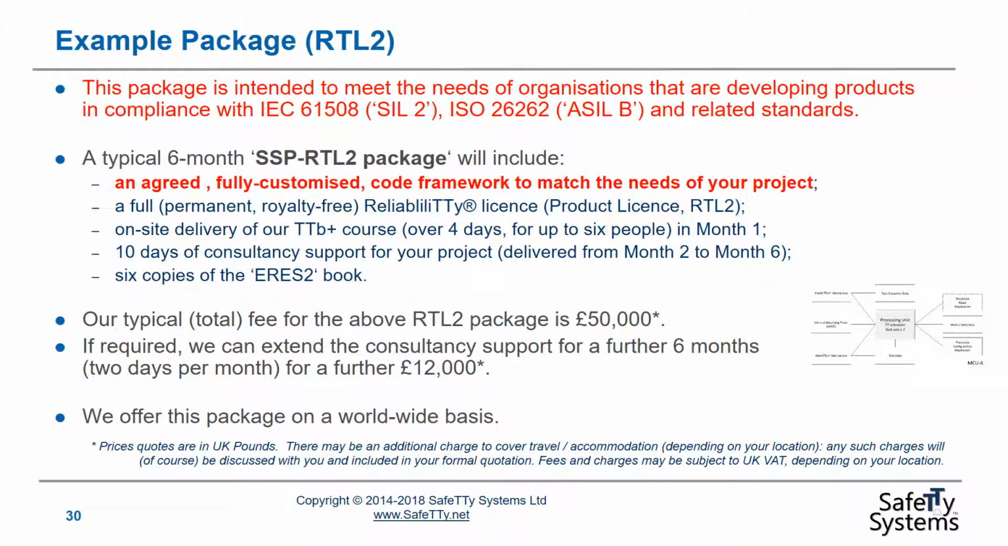So a typical 6-month package would include a fully customized code framework to match the needs of your project, a full, permanent, royalty-free reliability license at RTL 2, on-site delivery of our TTB Plus course over 4 days for up to 6 people in the first month that we work with you, 10 days of consultancy support on your project delivered between month 2 and month 6, and 6 copies of our ERES2 book. Our typical total fee for the above package would be £50,000 UK.